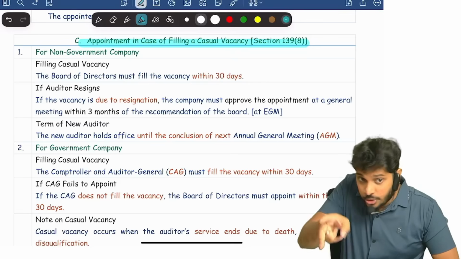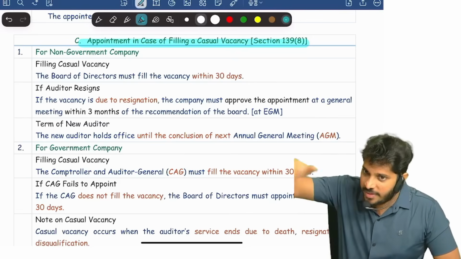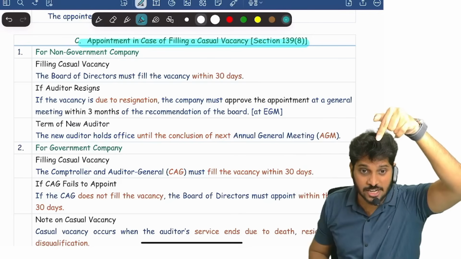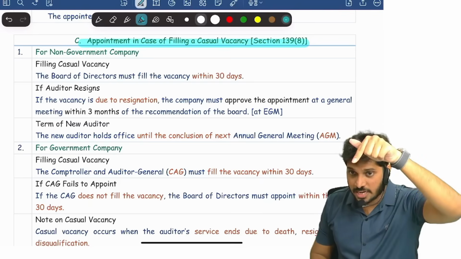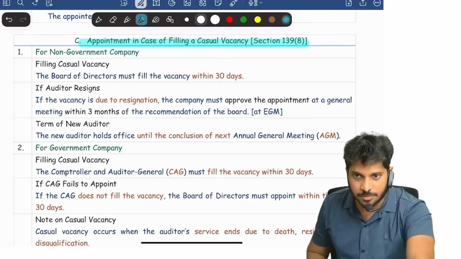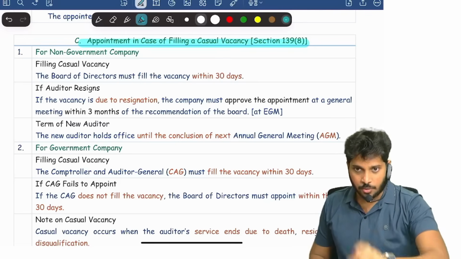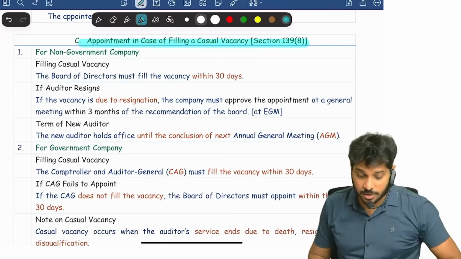Suppose the auditor gets to know about this disqualification after 45 days. The day he left the company is not the vacation date. The vacation date is the date on which he was affected with disqualification. That day itself he is deemed to have vacated. And since a casual vacancy arises on that date, within 30 days the board of directors has to fill the vacancy.